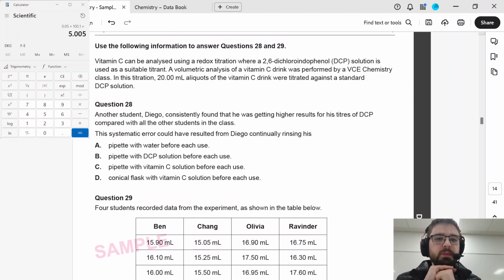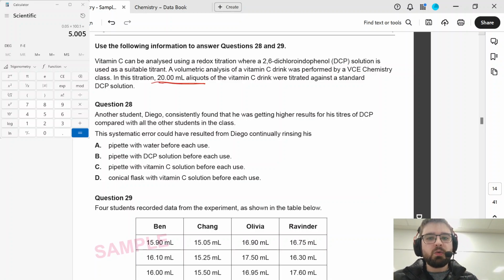Okay, vitamin C can be analyzed using a redox titration, where 2,6-dichloroindophenol solution is used as a suitable titrant. A volumetric analysis of a vitamin C drink was performed by a VCE chemistry class, and in the titration 20 ml aliquots of the vitamin C drink were titrated against a standard DCP solution. Diego consistently found that he was getting higher results for his titers of DCP compared with all the other students in the class. Aha, the classic rinsing question.